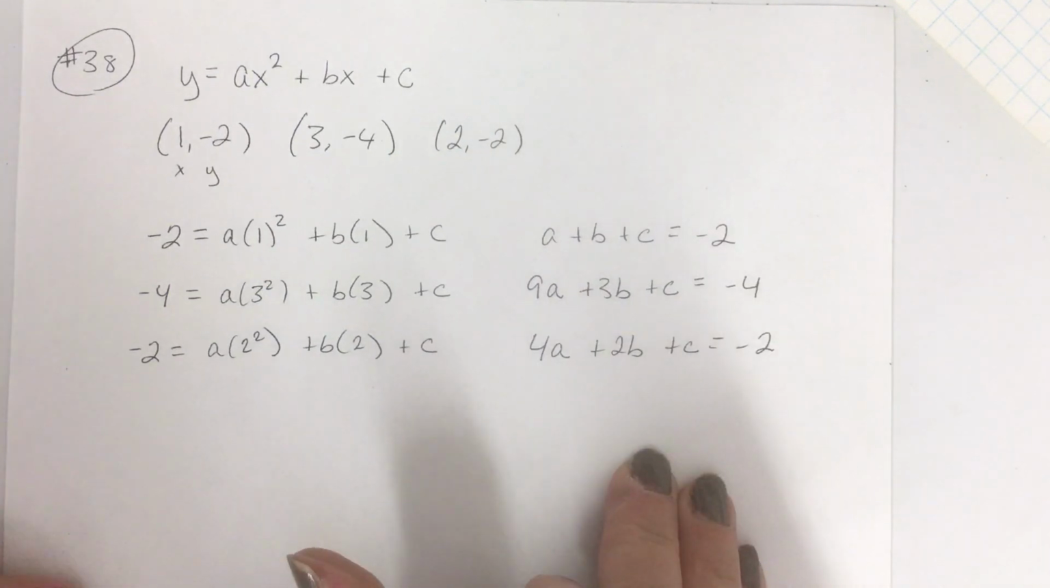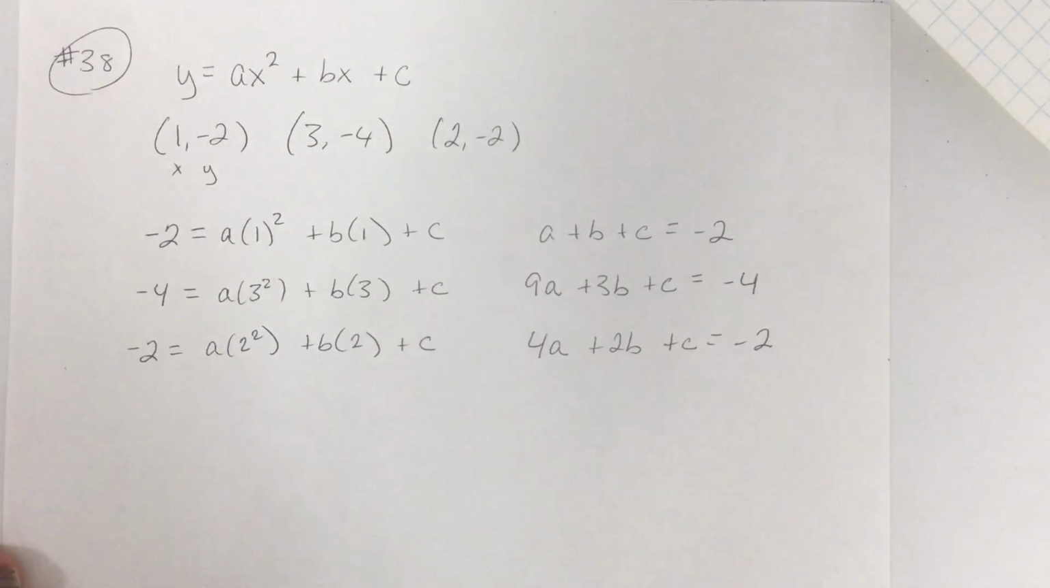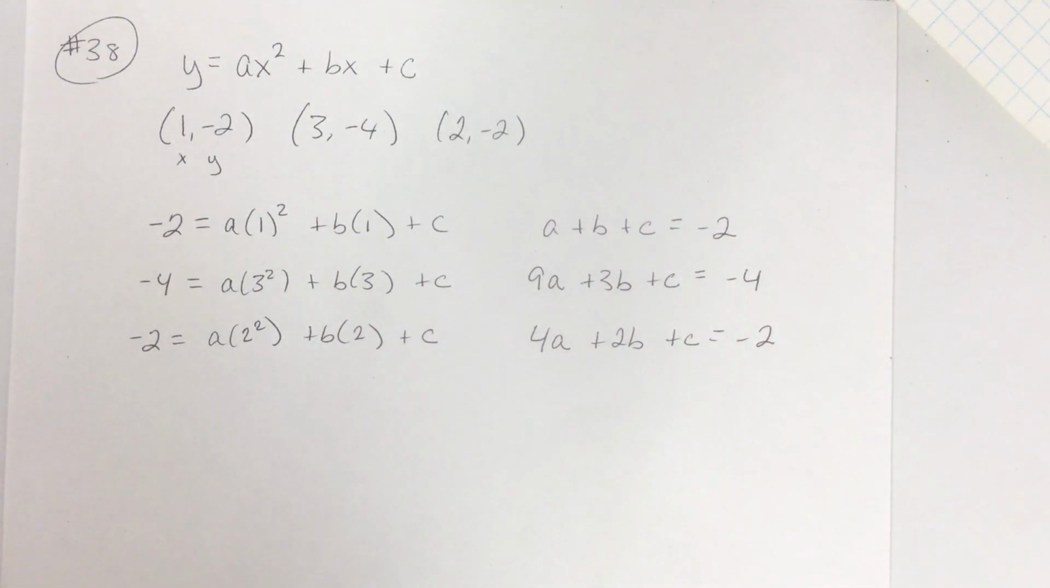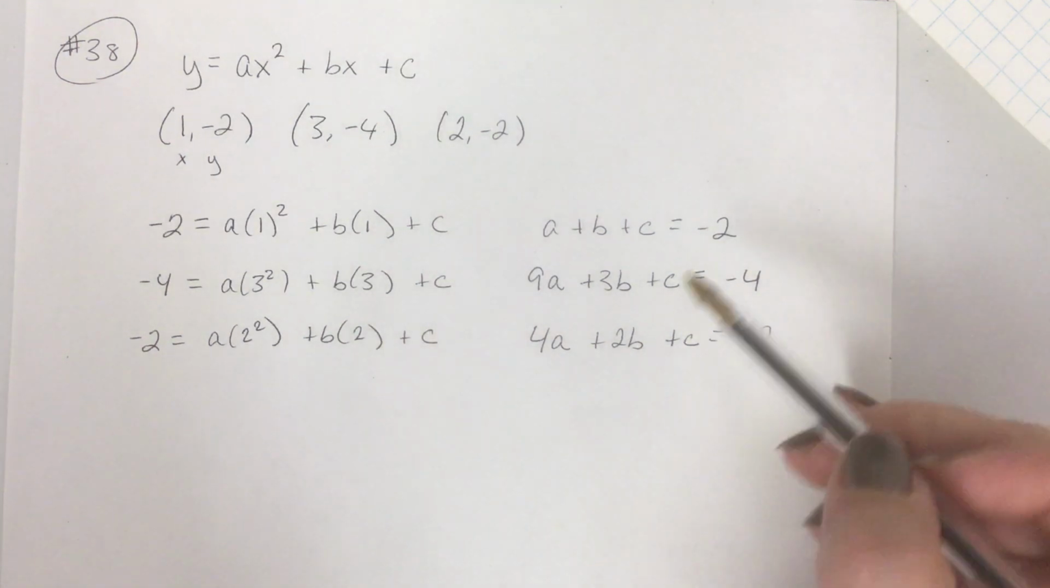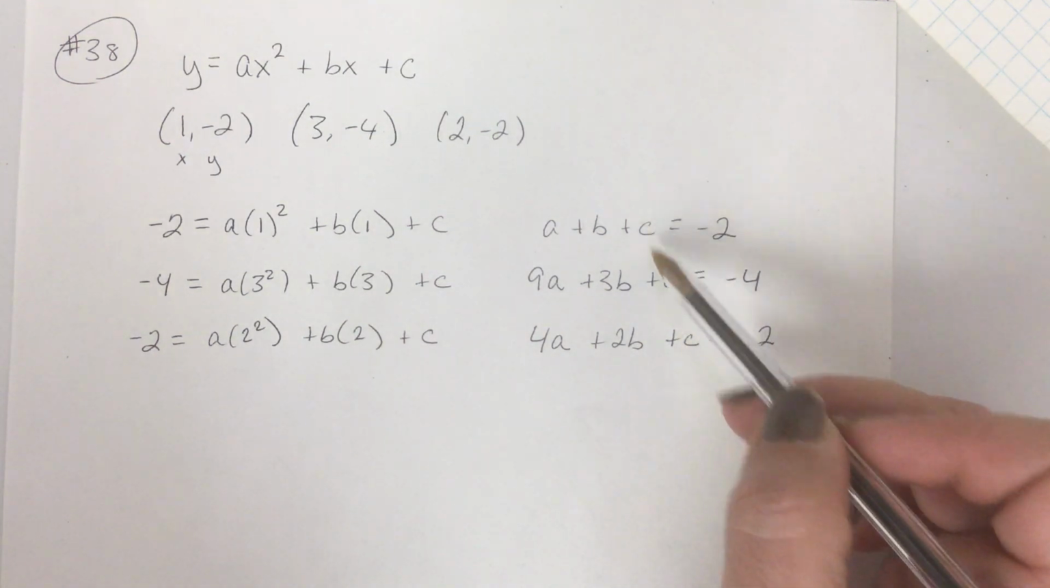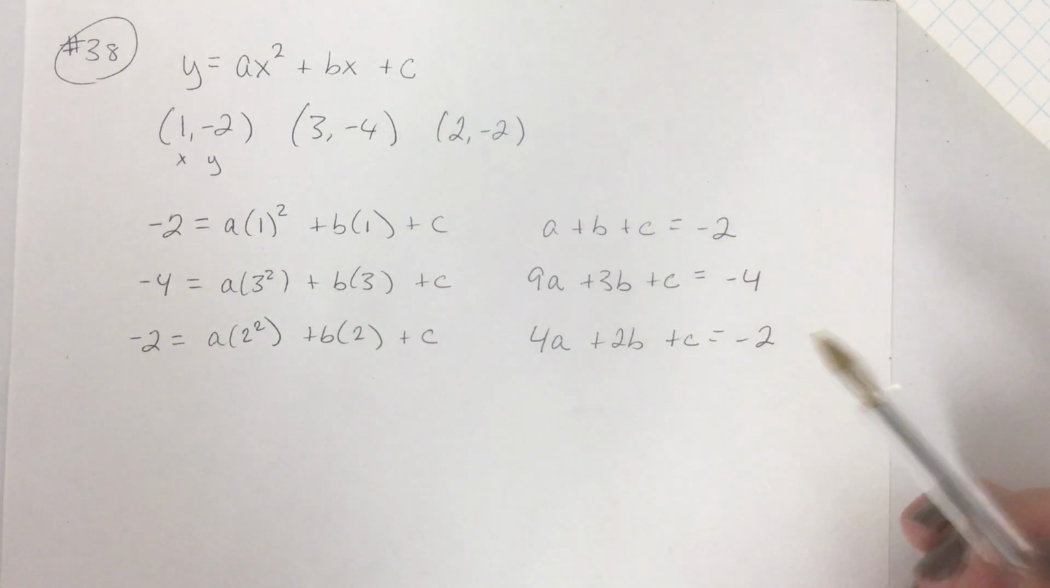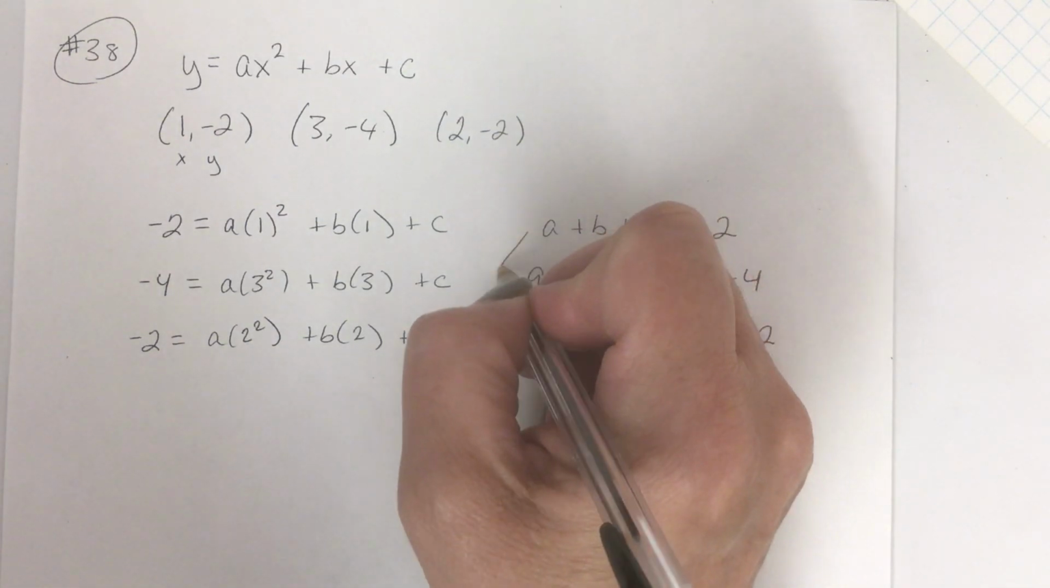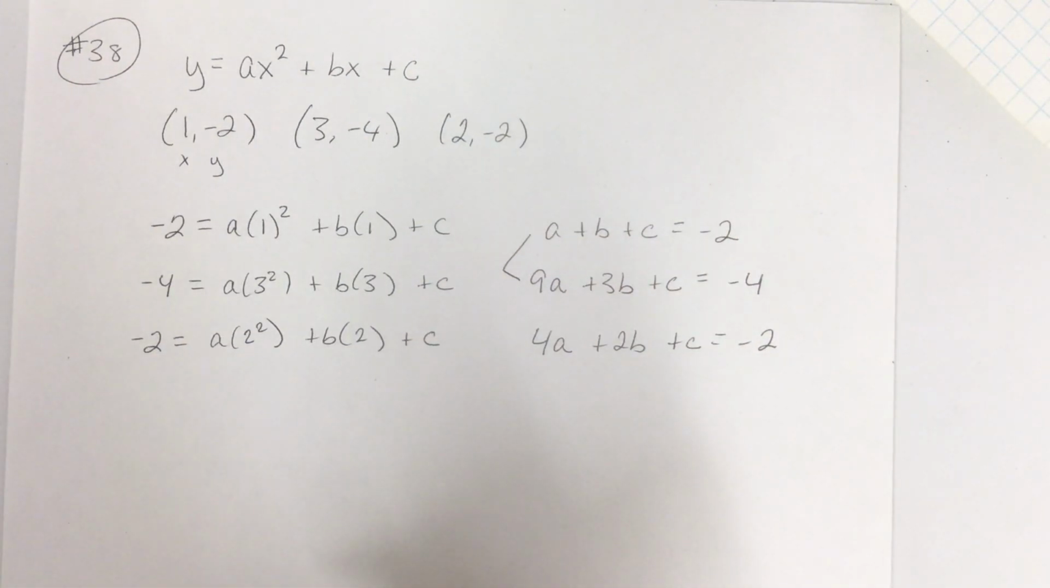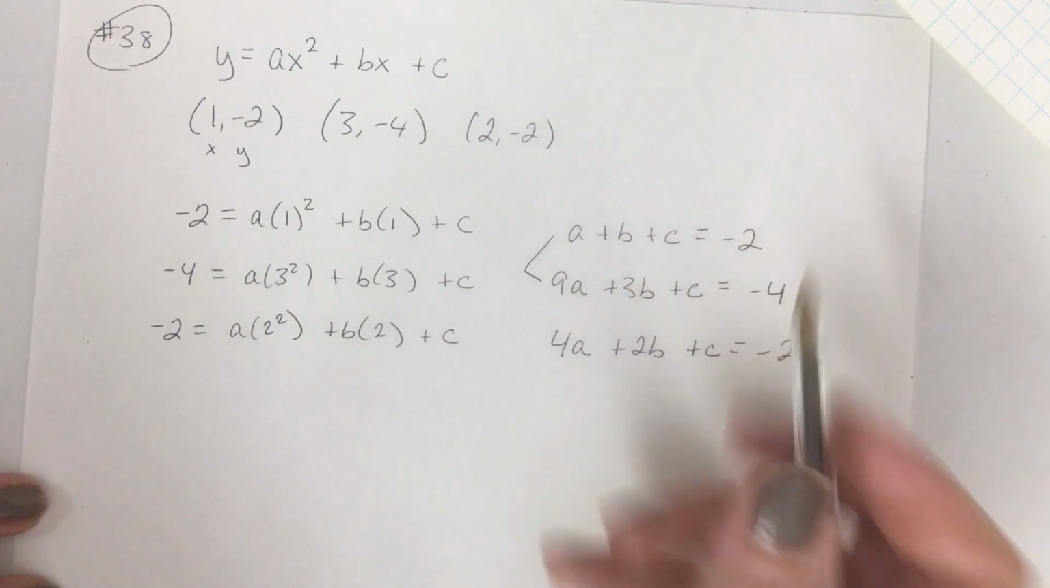So now here's my system of equations to solve. When you do a 3 by 3, you want to pick the same letter to get rid of in 2 different equations. Because the c has a coefficient of 1 in all 3 equations, I would probably use it. So if I take these 2 to begin with, I'm going to take the top one times -1.